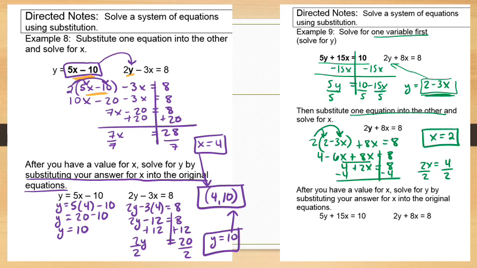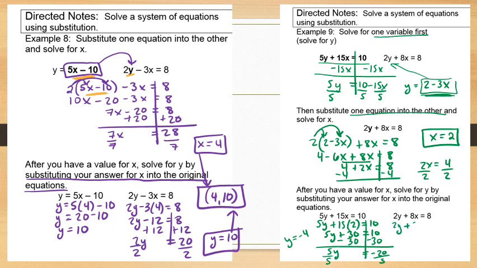Again, my last step here is to plug that into each equation and make sure that I get the same y value. So 5y plus 15 times 2 equals 10. So 5y plus 30 equals 10. I'm going to subtract 30 from each side. And I've got 5y equals negative 20. Divide by 5. And I have that y equals negative 4. Again, I'm going to check that in the other equation.